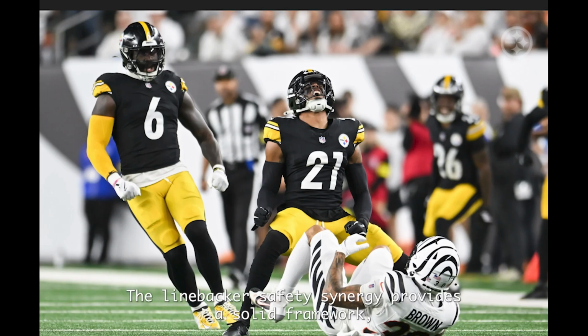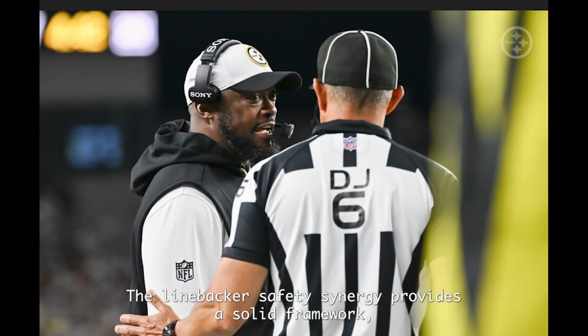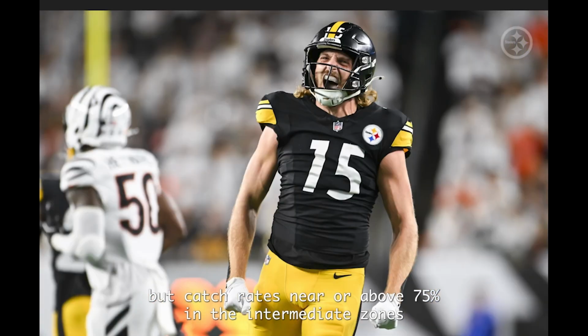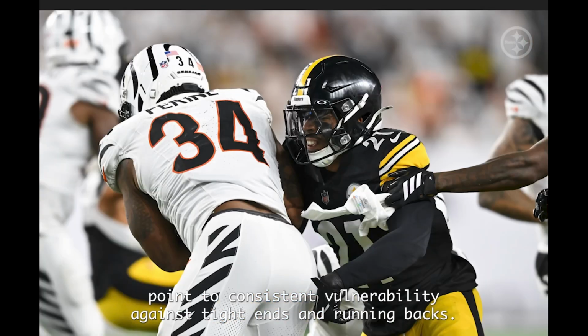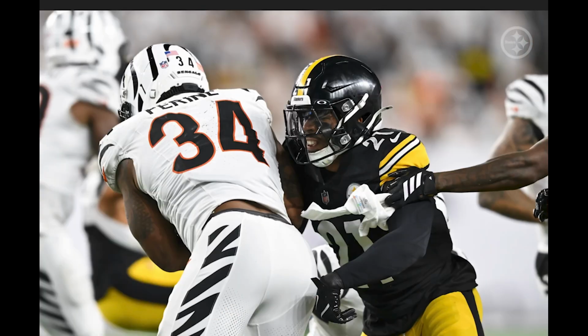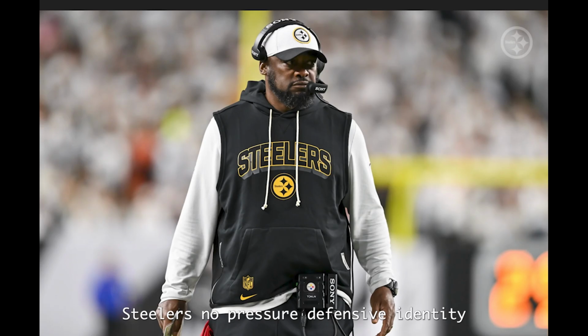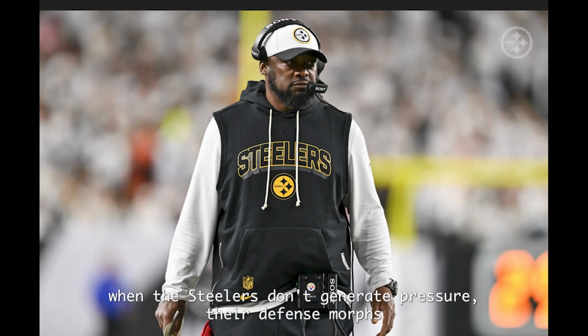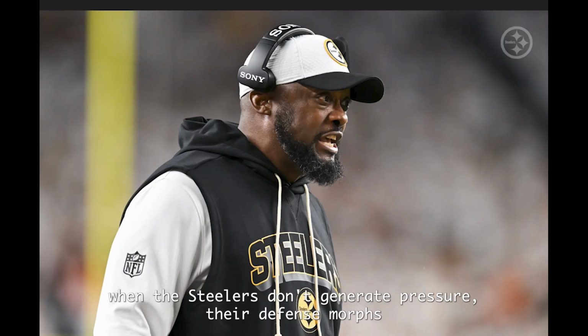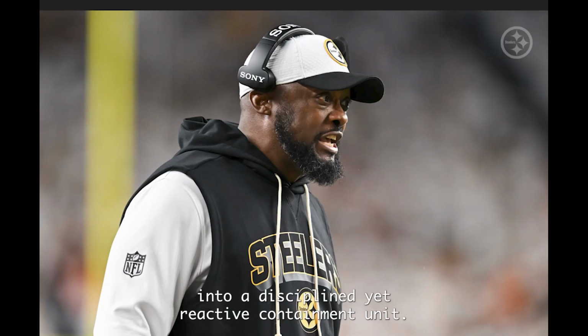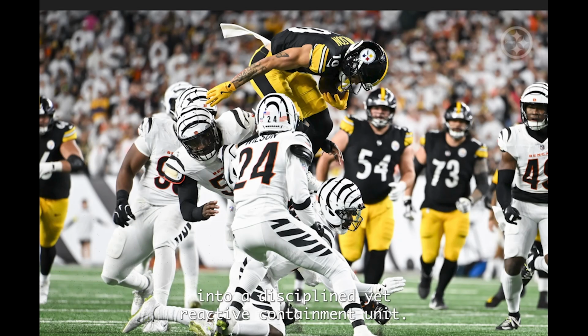The linebacker-safety synergy provides a solid framework, but catch rates near or above 75% in the intermediate zones point to consistent vulnerability against tight ends and running backs. Synthesis: Steelers, no pressure, defensive identity. When the Steelers don't generate pressure, their defense morphs into a disciplined yet reactive containment unit.